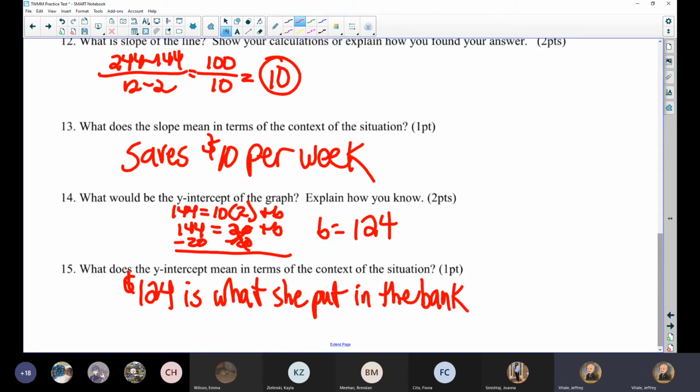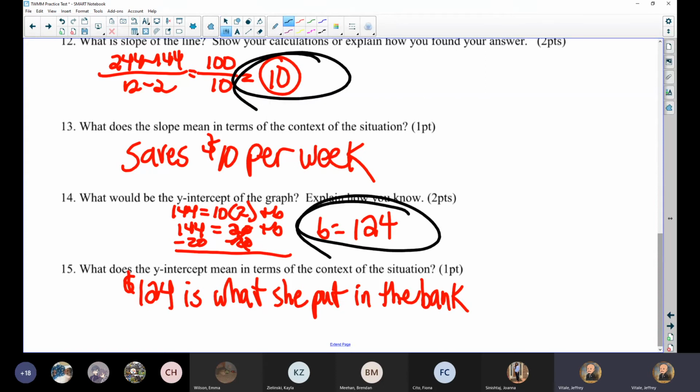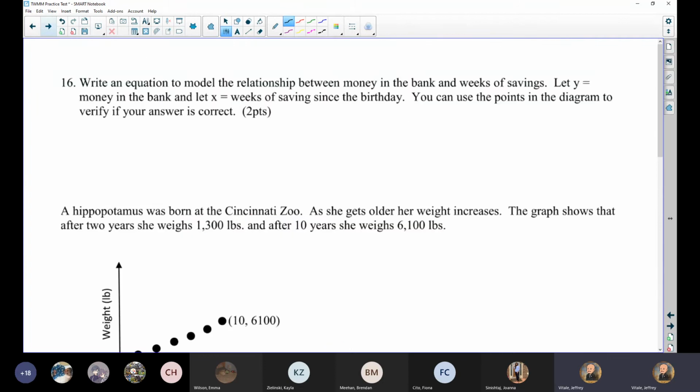Okay, there's page 2. Let's go to the back because now we got to combine it, right? The back says we got to come up with the equation now. Well, we got our y-intercept. We got our slope. So we got everything we need. Okay, it says write an equation to model the relationship. Well, the equation is that it says you can use the points in the diagram to verify if your answer is correct.